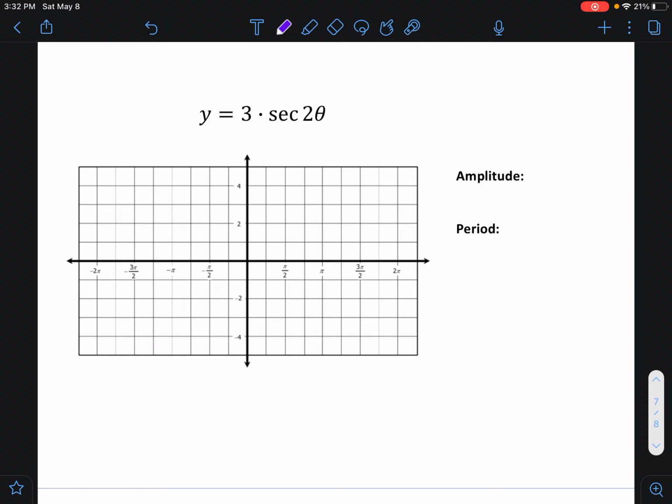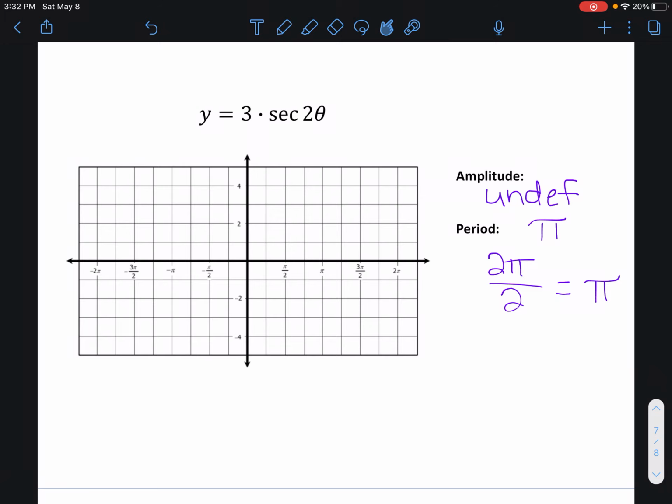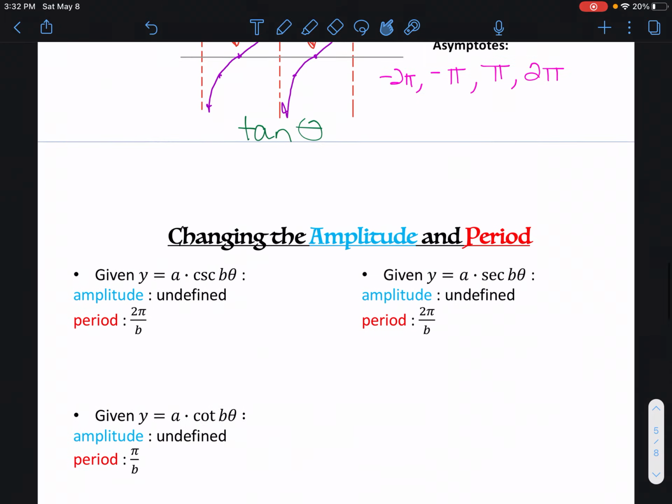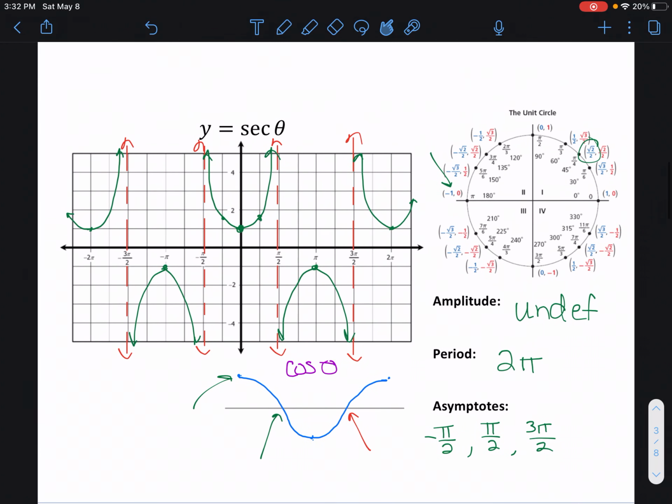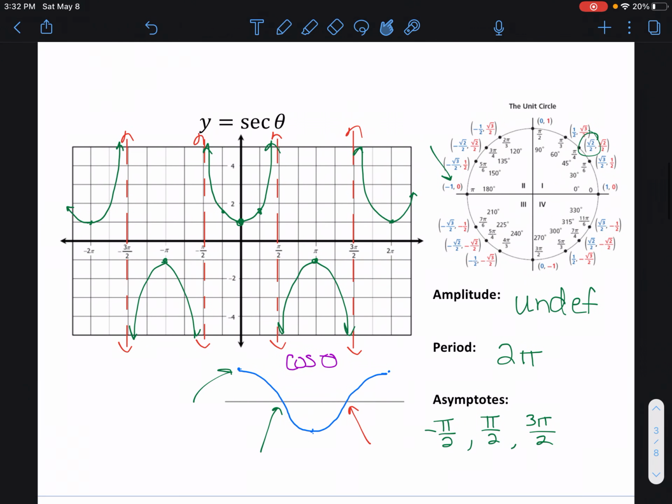Okay, so amplitude undefined. But I know I need to keep in mind this 3, right? My period is going to be 2 pi divided by 2, so that's pi. Okay, so my period is pi. All right, so now let's just take a look at what we have going on with the secant one. The secant one might be one of the ones that's a little bit trickier to graph.